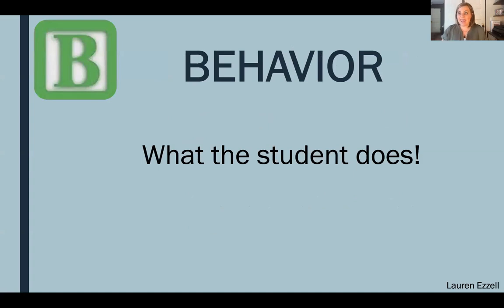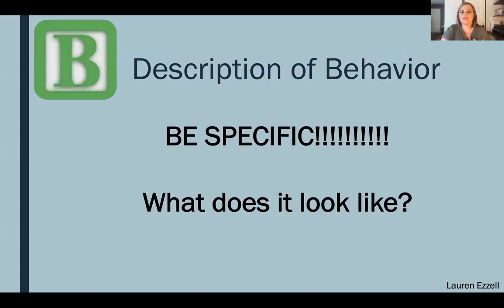All right, so behavior. This is what the student does. This is what is occurring. This is what you're either trying to decrease or increase, right? Now, when you are describing the behavior, it is so important to be specific. What does it look like? Pay attention to how you describe it.